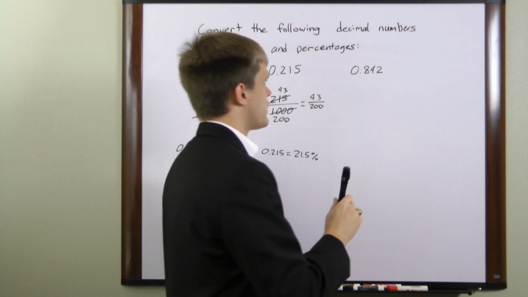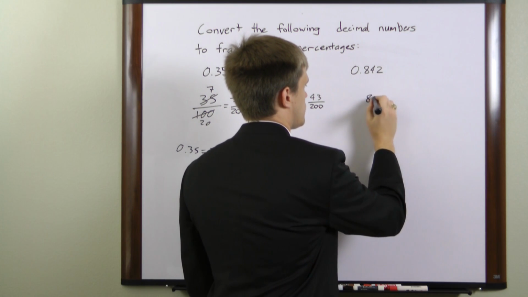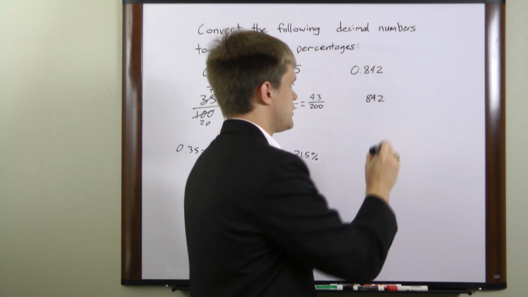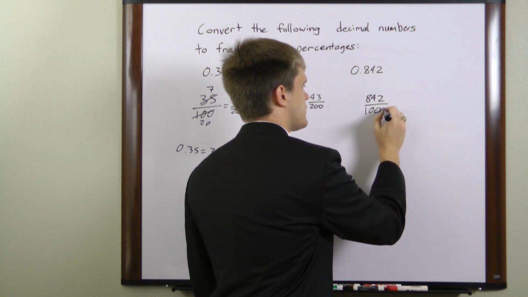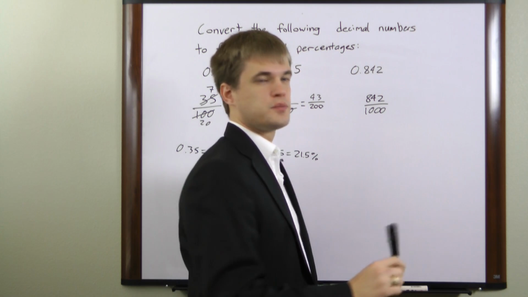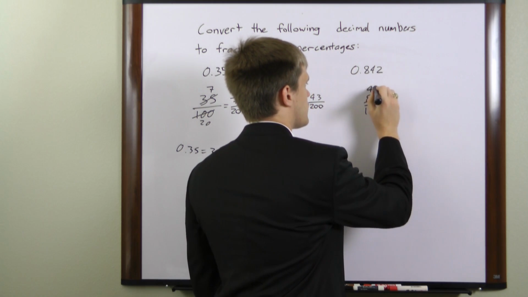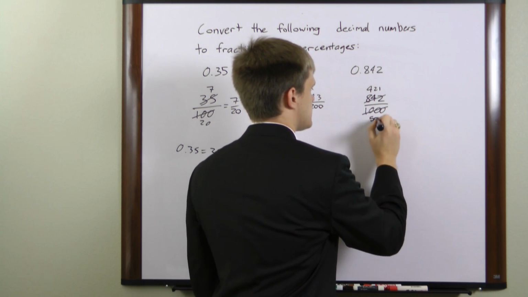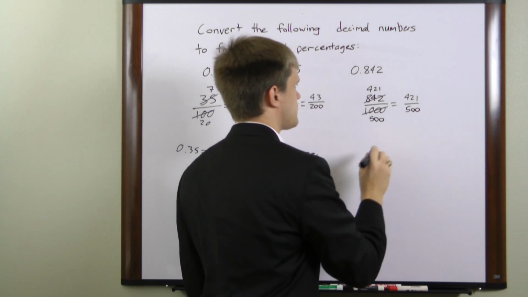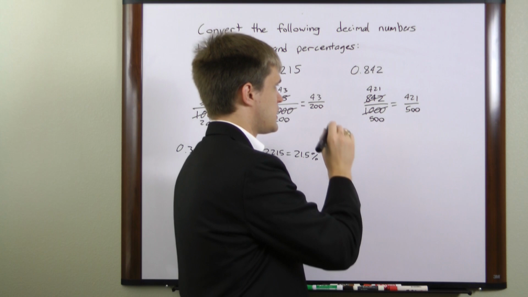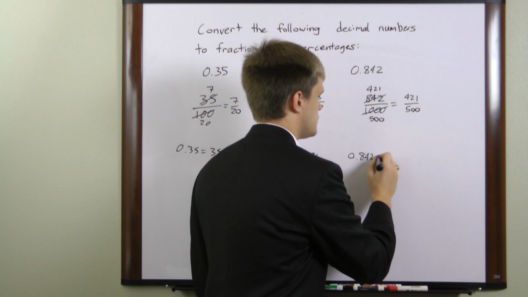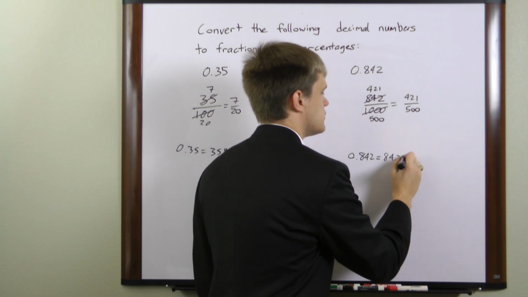In this final example, we have 0.842. We will once again write these digits as our numerator. The rightmost digit is 3 places to the right of the decimal, so we will once again have 3 zeros in our denominator. 842 over 1,000. We can reduce by dividing top and bottom by 2. 842 over 2 is 421, and 1,000 over 2 is 500. So this fraction reduces to 421 over 500. To convert to a percentage, once again, we'll just move the decimal point 2 places to the right. So 0.842 is equal to 84.2%.